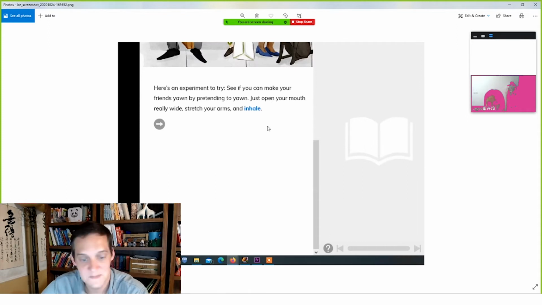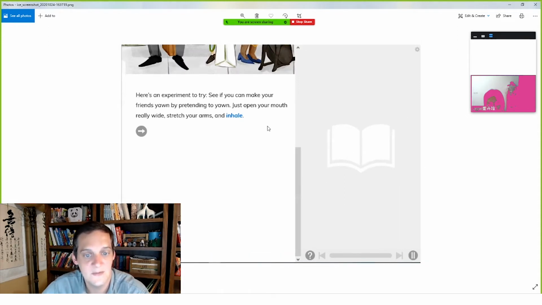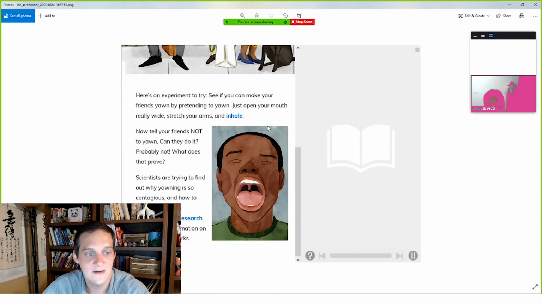How about this one here? Now tell your friends not to yawn. Can they do it? Probably not. What does that prove? Scientists are trying to find out why yawning is so contagious, and how to stop a yawn from spreading. Their research may give us information on how the brain works.